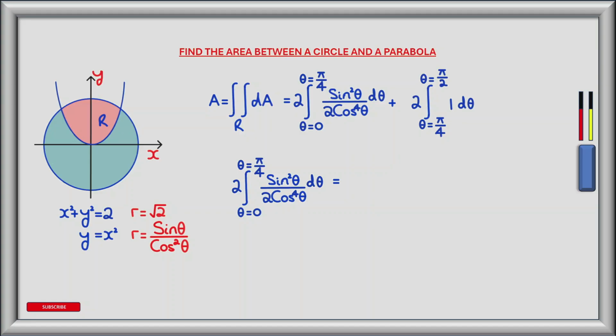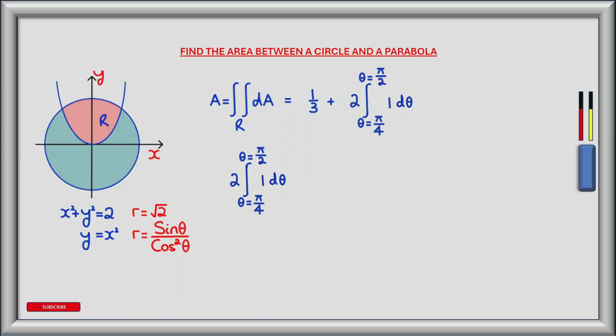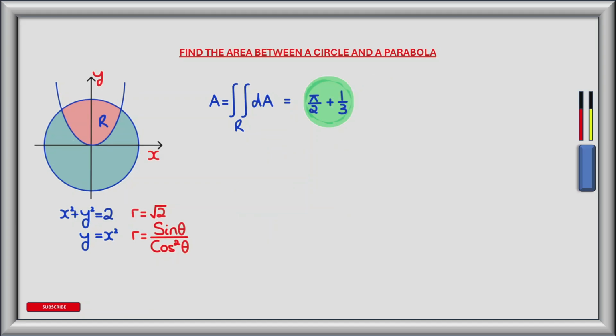Now moving on to the first of the outer integrals, we need to integrate between theta equals 0 and theta equals pi by 4, sine squared theta divided by 2 cos to the power of 4 theta d theta. Then we need to multiply this result by 2. Its antiderivative when multiplied by 2 is tan cubed theta divided by 3. Plugging in the values for theta, this evaluates to 1/3. For the second of the outer integrals, we want to integrate between theta equals pi by 4 and theta equals pi by 2, 1 d theta, and we need to multiply this result by 2. Using the power rule, the antiderivative is theta, and when multiplied by 2 gives 2 theta. Plugging in the values for theta, we have pi minus pi by 2, which evaluates to pi by 2. And so the area of our region capital R evaluates to pi by 2 plus 1/3.